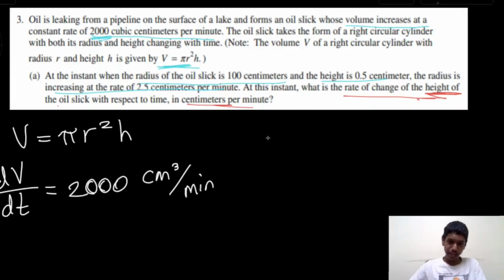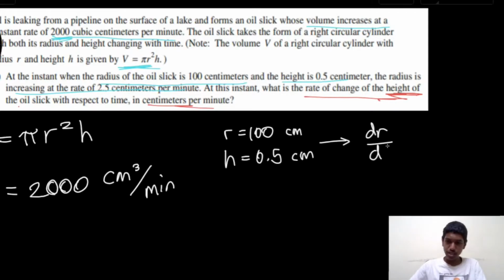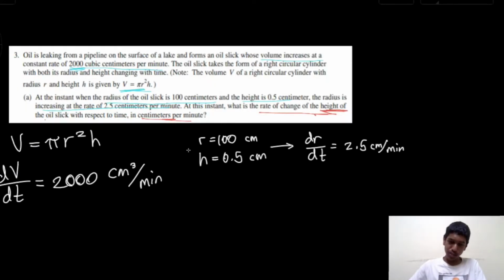And it's also good to know that at an instant, so what instant? The instant when the radius is 100, the height is 0.5, and of course these both have units of centimeters, then the radius is increasing. So again, the radius is changing, dr dt is changing at the rate of positive 2.5 centimeters per minute. In this case, all the quantities in this little part are positive, so the derivative will be positive, of course. But if a quantity is decreasing, then you have to remember to put the minus sign there.